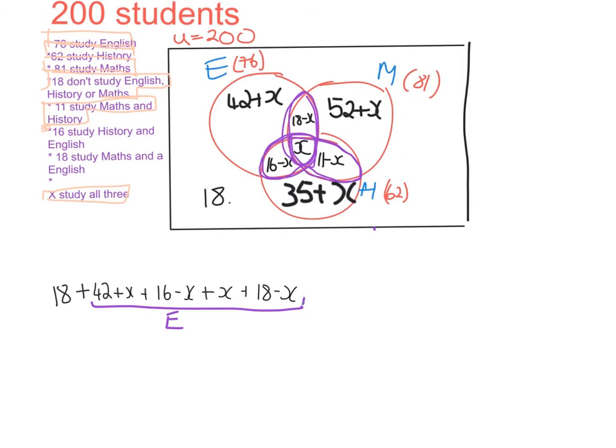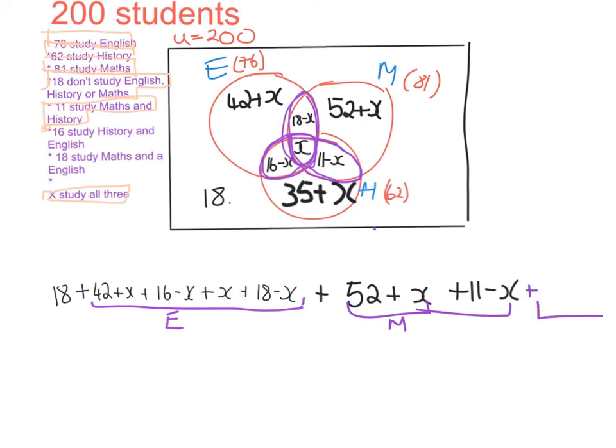And then I've got plus my maths circle. So again, once it's already been entered in once, you don't need to enter it in again. So the only thing I'm doing in my maths circle that hasn't been entered is my 52 plus x and my 11 minus x. So here I have 52 plus x plus 11 minus x. And then by the time we get down to the history circle, everything here has been put in. The only thing we're missing is a 35 plus x. So I'm going to put maths. That was our maths. And then we're going to have plus the history, which in this case is just 35 plus x.